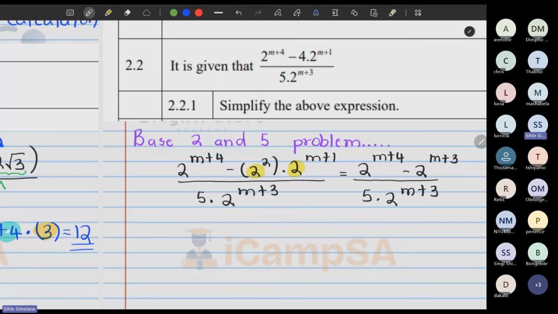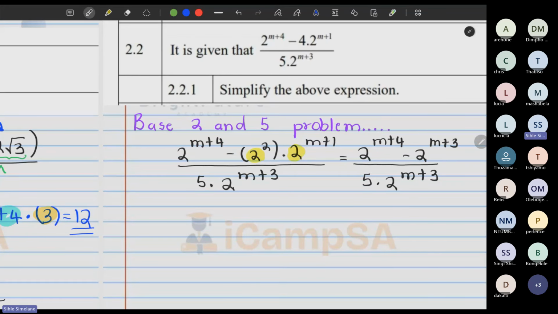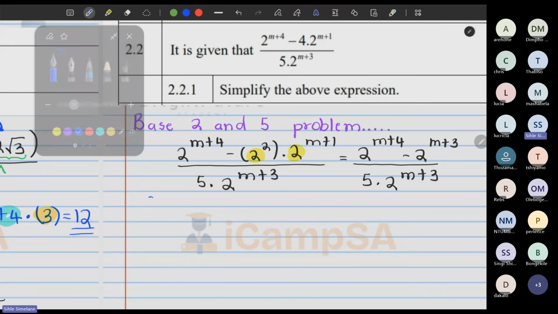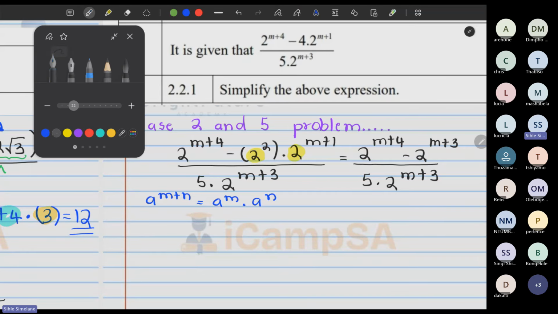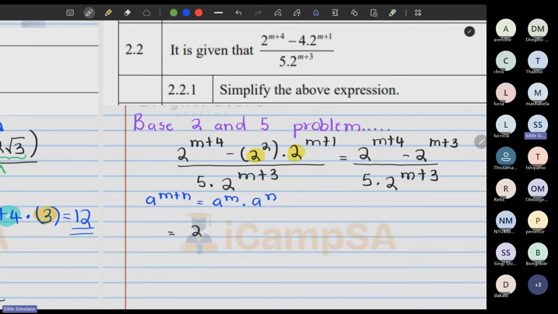That's awesome, guys. And now we need to look carefully. Do we have a common factor here? And the answer is yes. So remember, let me quickly write this here. If you have a to the m plus n, you can write this as a to the m times a to the n. So the first term, I can write as 2 to the m times 2 to the 4, minus the second term, I can write as 2 to the m times 2 to the 3, divided by 5 times 2 to the m times 2 to the 3.